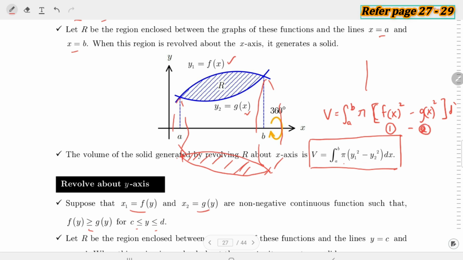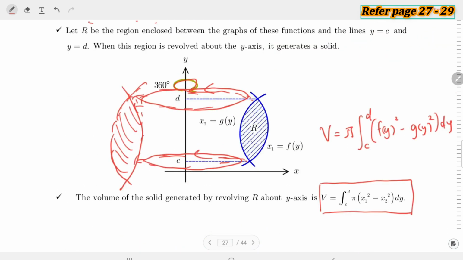All right, the same thing happens with this region. If you could imagine, what if I put this region below the x-axis? The same thing, we choose the curve which is far from the x-axis, and then we subtract the curve which is nearer to the x-axis. The same goes here when these two functions are rotated about the y-axis. We choose the curve which is far from the y-axis, and then subtract the function which is nearer to the y-axis.